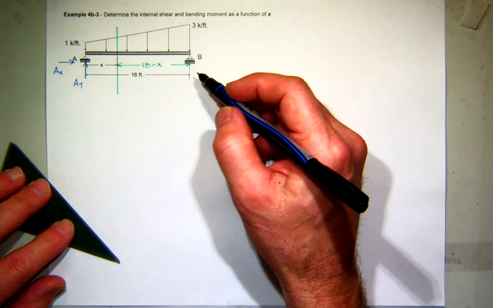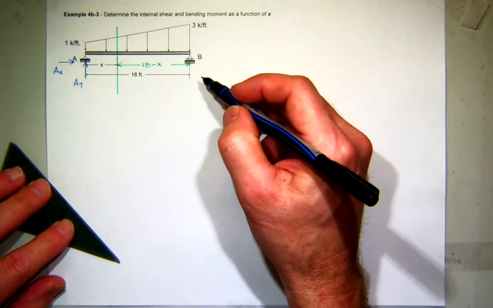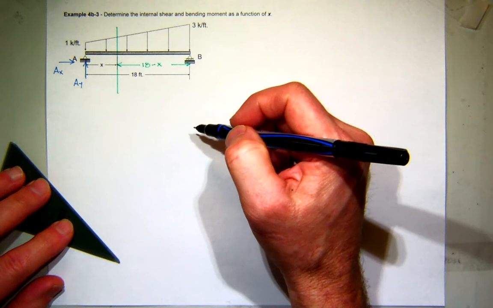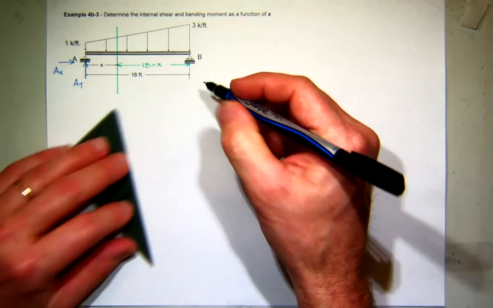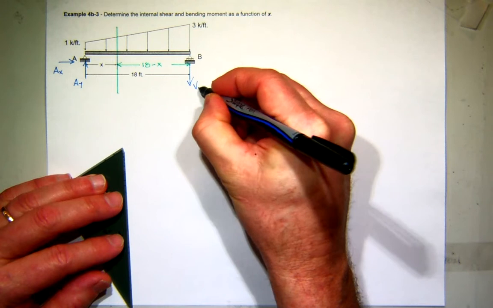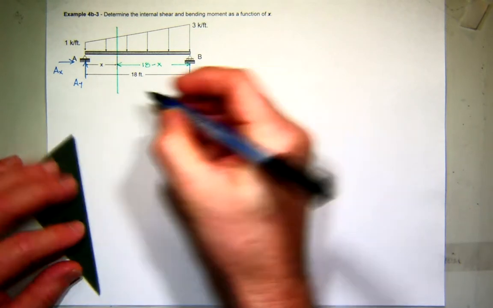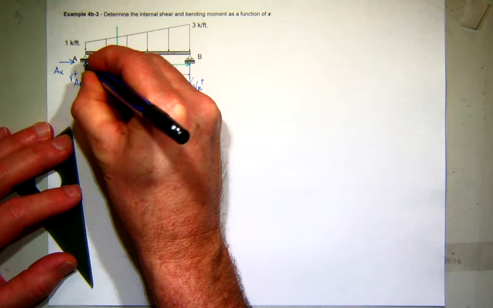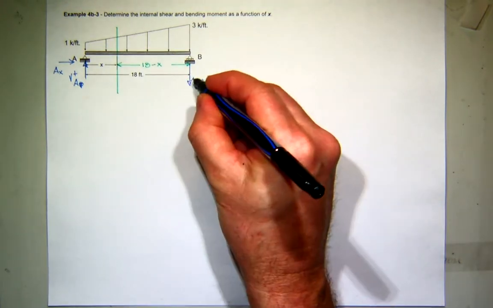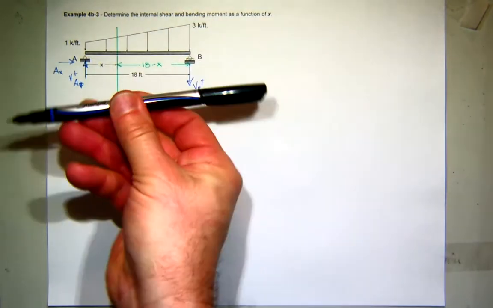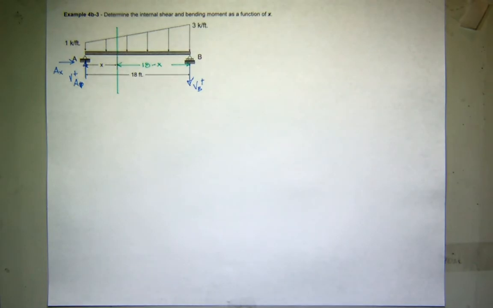So what I'm going to start doing now is just writing that in terms of shear. If you're on the right-hand side, is positive shear up or down? It is down. That's positive shear at B. This is positive shear at A. Right? Remember, it causes the structure to want to rotate clockwise, and both of those do that.